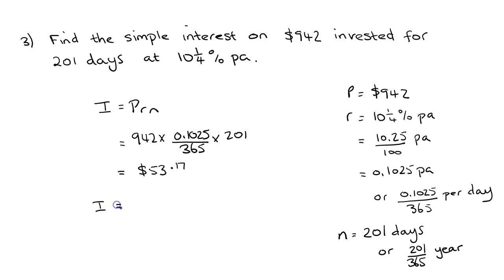And if we were to do it the other way, we expect to get exactly the same answer. We've got our 942 times our annual interest rate, 0.1025, times the fraction of a year that we have. Our time period is 201 over 365. So as you can see, the equations are actually identical. It's just the 365 is in a different spot, but it's dividing the whole equation each time. So of course our answer turns out to be exactly the same, whichever method we do it. And that's how you find simple interest.